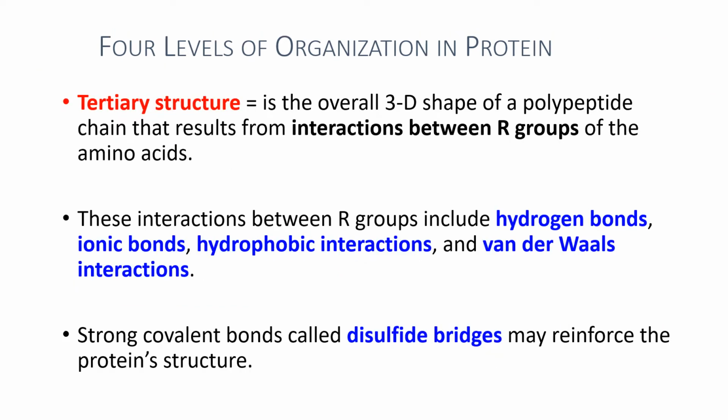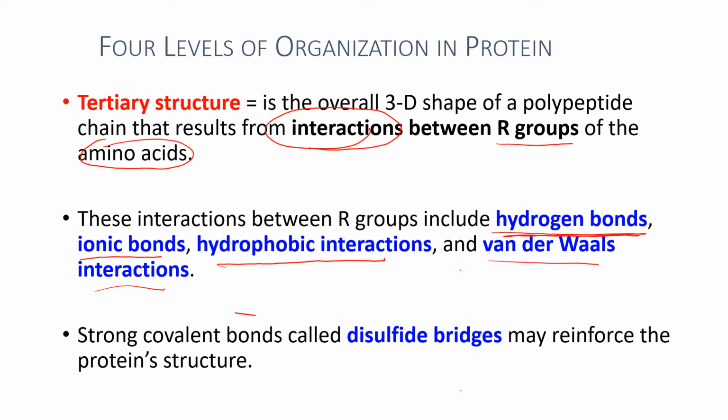Tertiary structure. Tertiary structure is the overall 3D shape of a polypeptide chain that results from interactions between the R groups of amino acids along the polypeptide chain. The interactions between the side chains result in hydrogen bonding, ionic bonds, hydrophobic interactions, or van der Waals interactions. Strong covalent bonds called disulfide bridges may reinforce the protein structure.